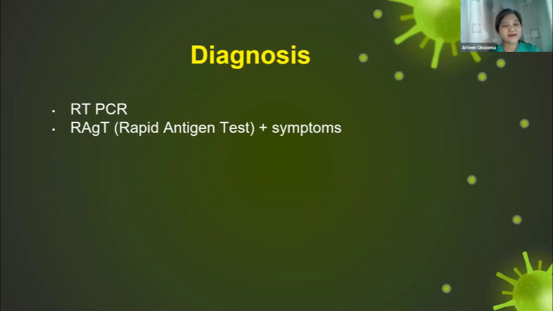Diagnosis, apart from having the clinical diagnosis, of course, is confirmed by RT-PCR, where the patient is swabbed and then this is sent to the laboratory for detection of the virus by RT-PCR. The recently released rapid antigen test can also be used as a diagnostic tool for patients. So in the latest guideline, it was said that patients who have symptoms consistent with coronavirus disease plus a positive rapid antigen test are also considered to be confirmed to have COVID-19.